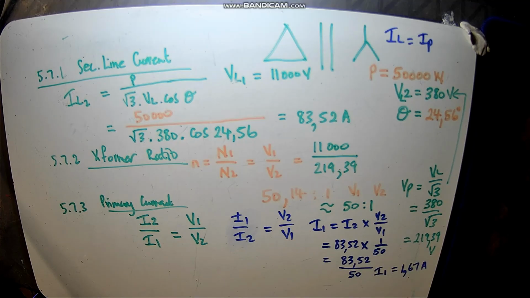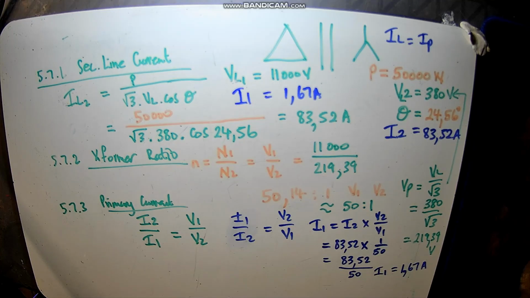And so our primary current is 1,67 amps. Do note what happened in this question. When you're getting such a low value, you would consider that there's something wrong with the question. But let's look at it. Do notice I1. I1, we calculated it to be 1,67 amps, right? Notice I2. I2 is 83,52 amps.